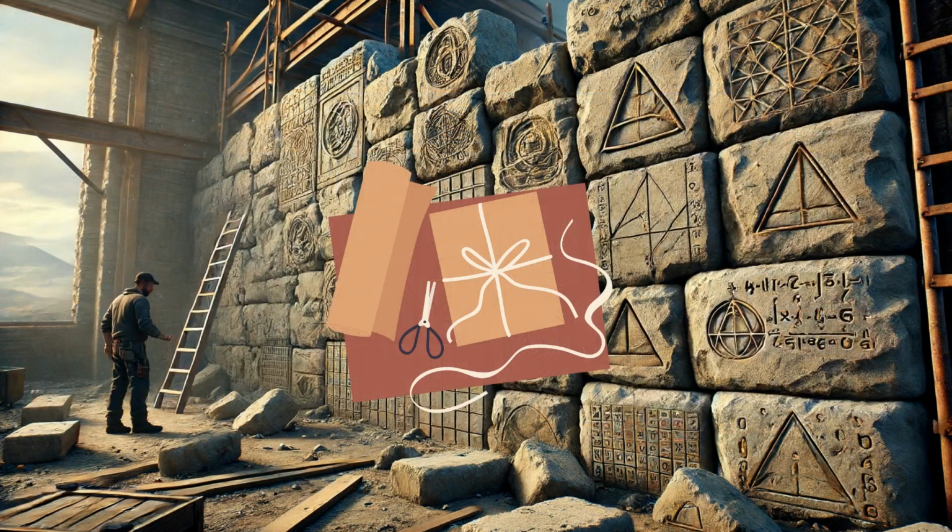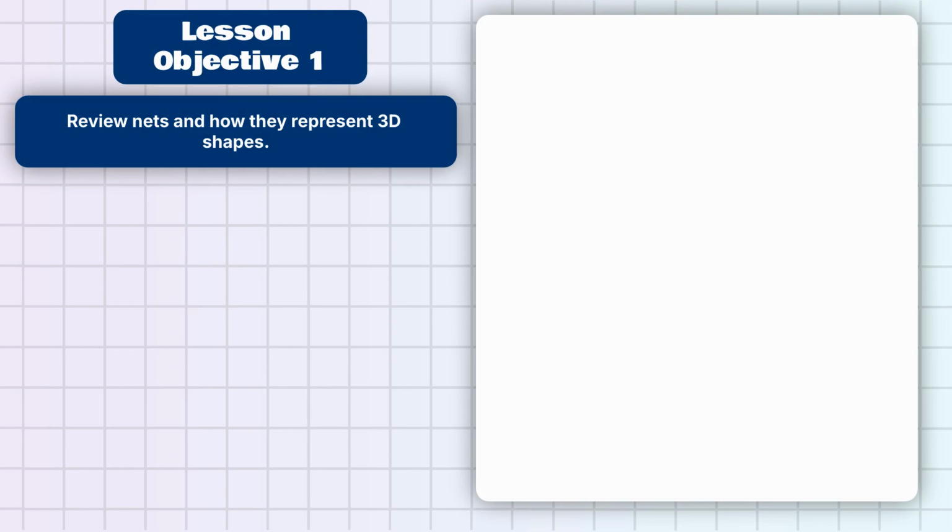For example, if you're tasked with finding the total surface area of a gift box for wrapping paper, understanding and using nets will enable you to determine the exact amount of paper needed, ensuring there is no waste. Let's get started. Let us start by reviewing nets.